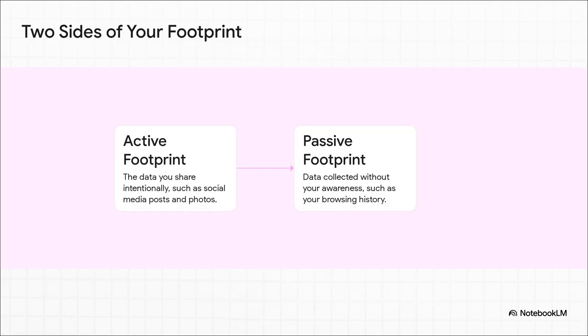And it's really important to know that there are two sides to this whole story. First, you've got your active footprint. This is the stuff you choose to share, right? Like when you post a photo or upload a video. But then there's your passive footprint. And this is the data that's collected in the background, a lot of times without you even realizing it. Things like your browser history or what your internet provider logs.